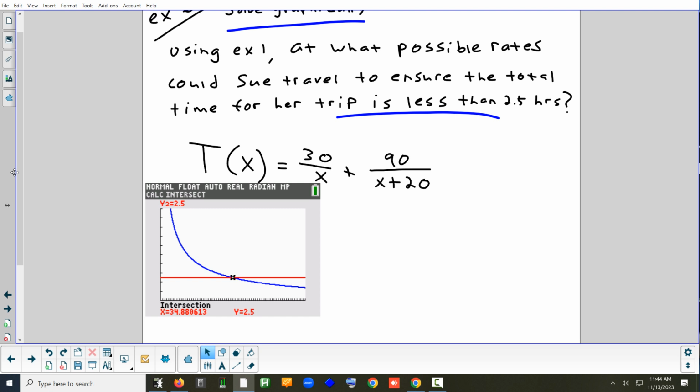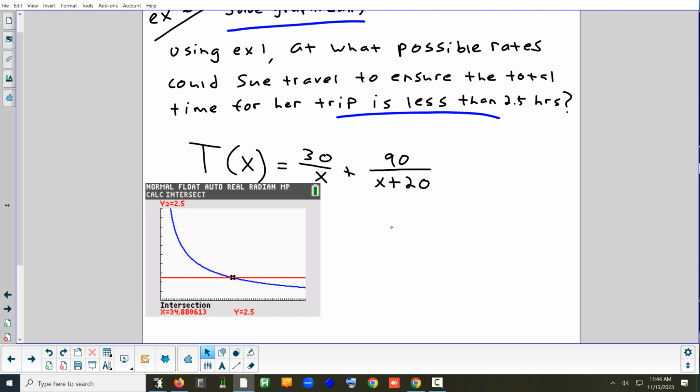So what does her speed have to be then, to do it in less than 2.5 hours? Any speed greater than 34.88. Right, any speed faster than that, because the faster she goes, the less time it takes. So don't say that her speed has to be less than that. If her speed is less than 34, it's going to take longer. Her speed has to be greater than that. Can it be greater than or equal? No. It doesn't say she can complete the trip in 2.5 hours or less. It says less than 2.5 hours.